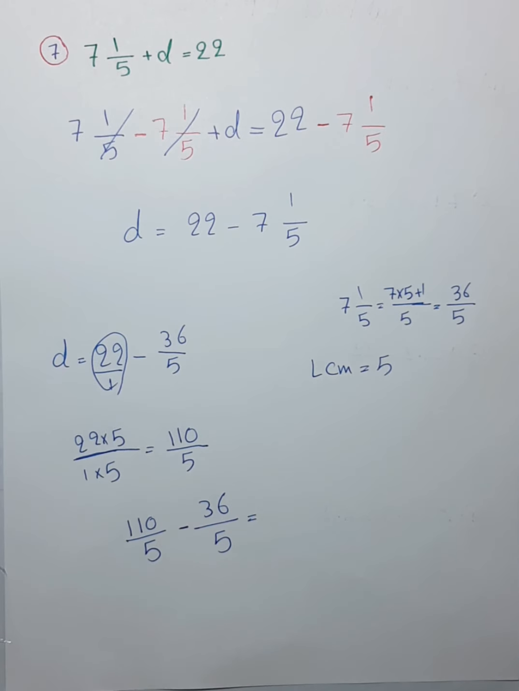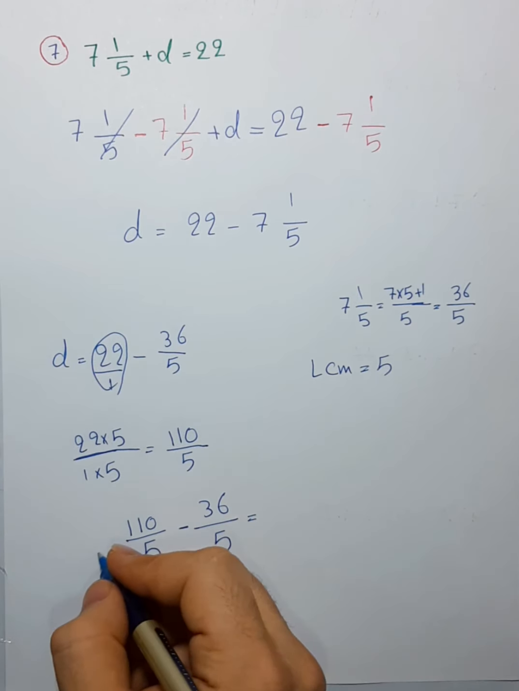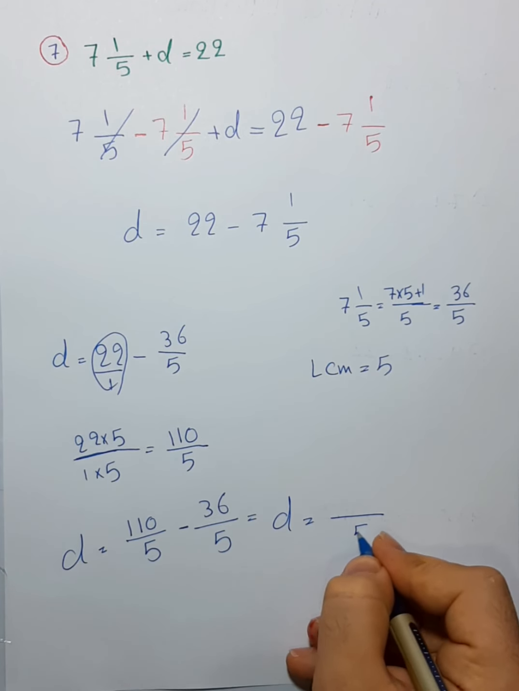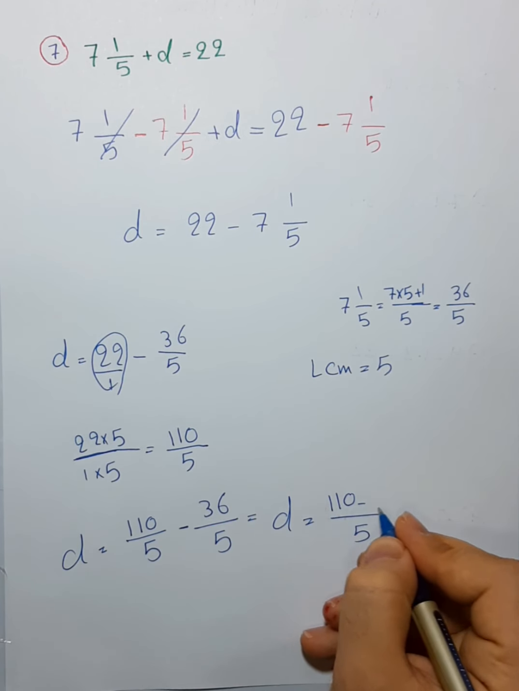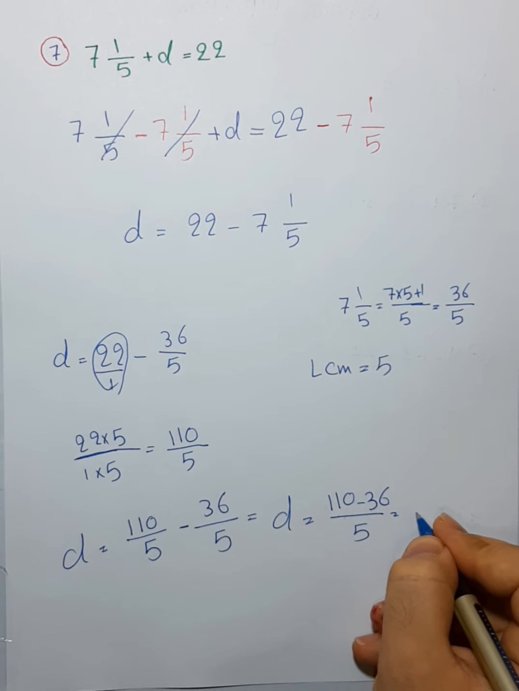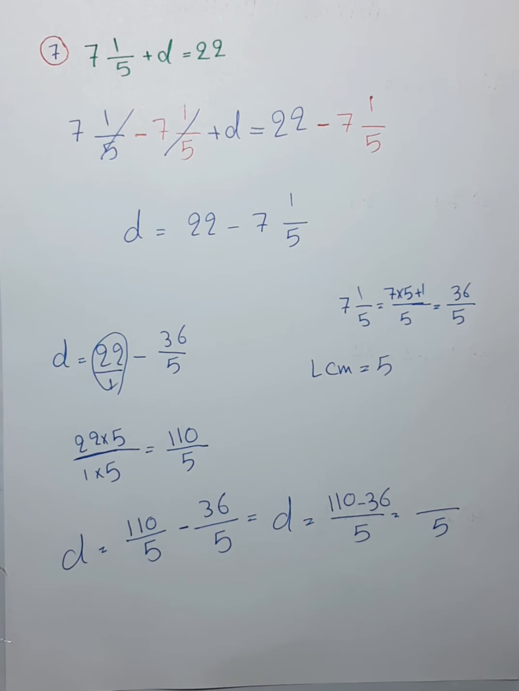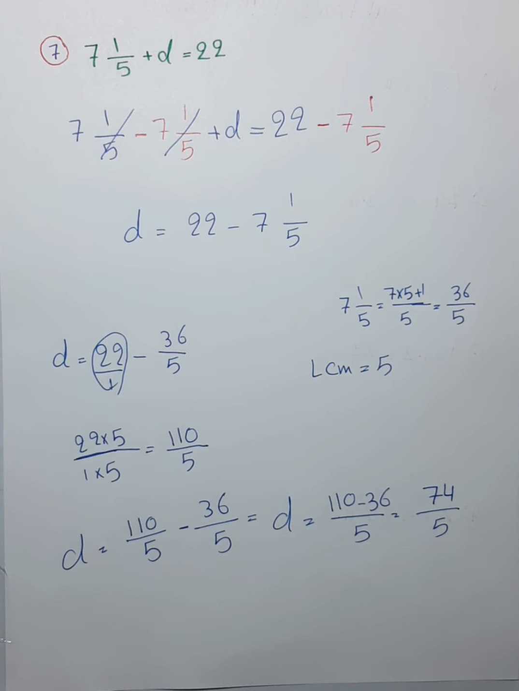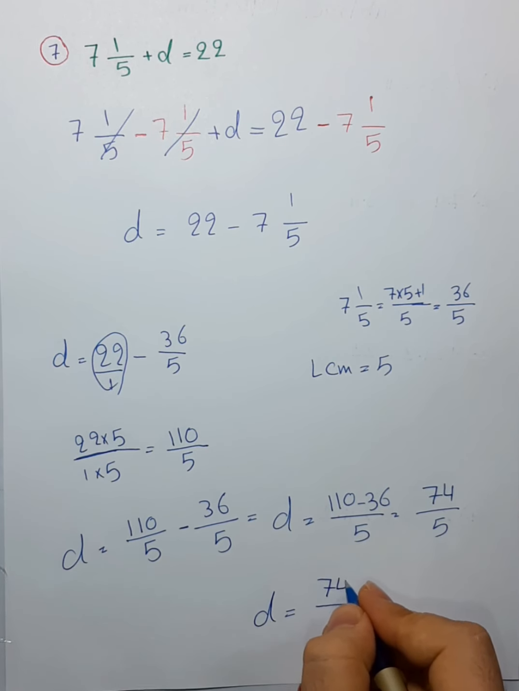Now we have the same denominators. We can solve it. So d equal to 110 minus 36 out of 5. 110 minus 36 equal to 74. So d equal to 74 out of 5.